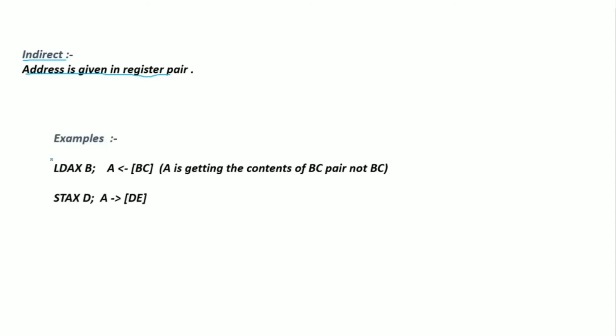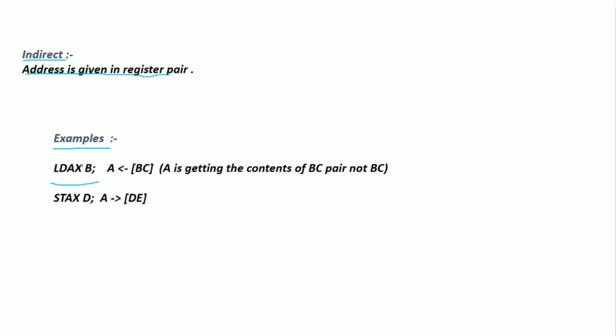So the next kind of addressing mode is indirect addressing mode. So address is given in register pair. So in this type of addressing mode, the address is given in register pair. So let me just explain it using an example here. So these are the examples.